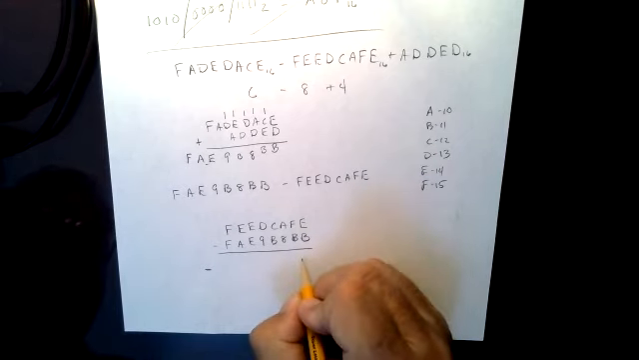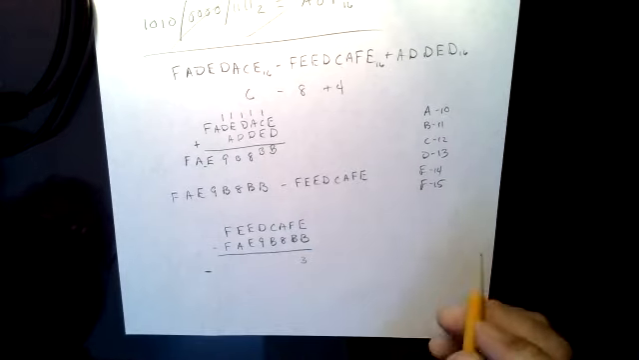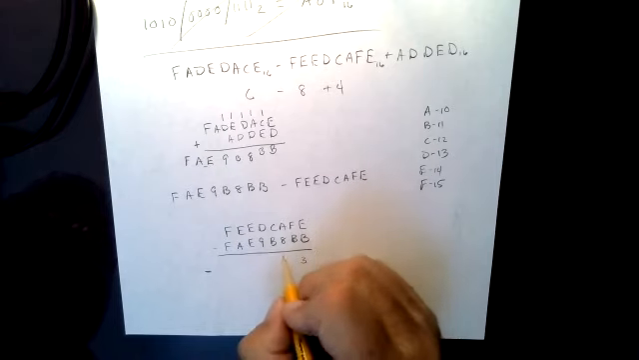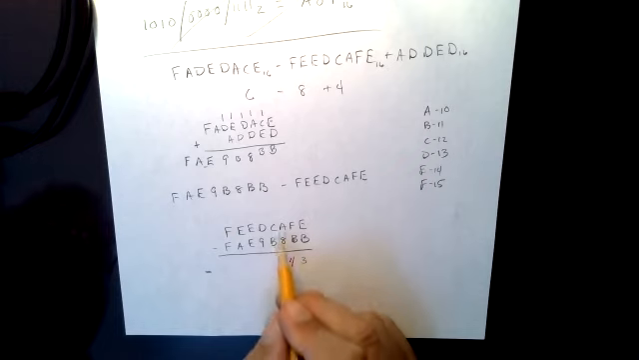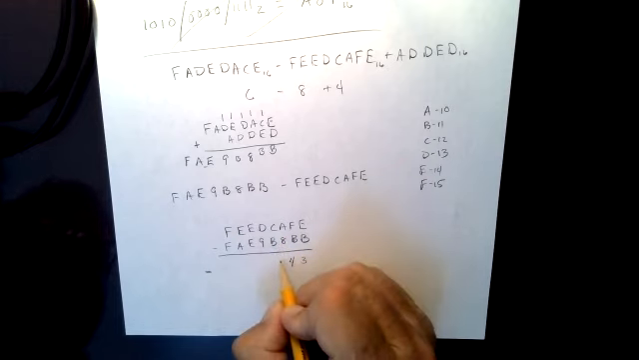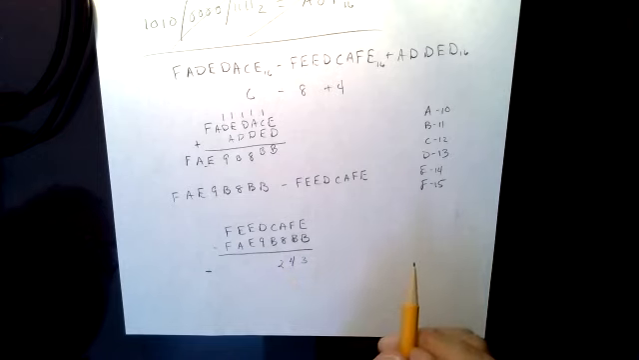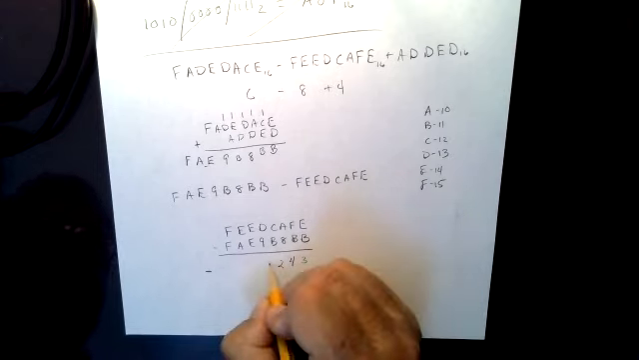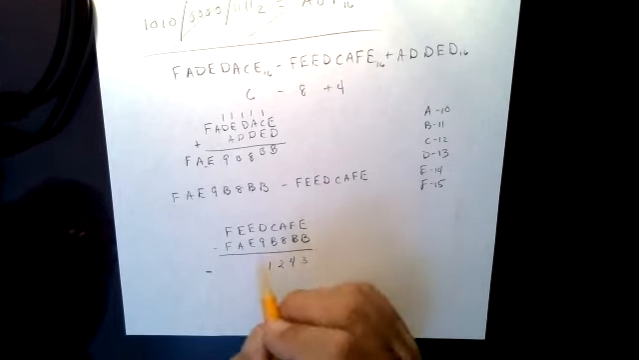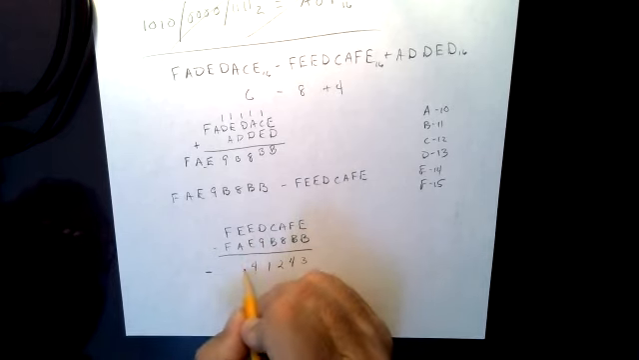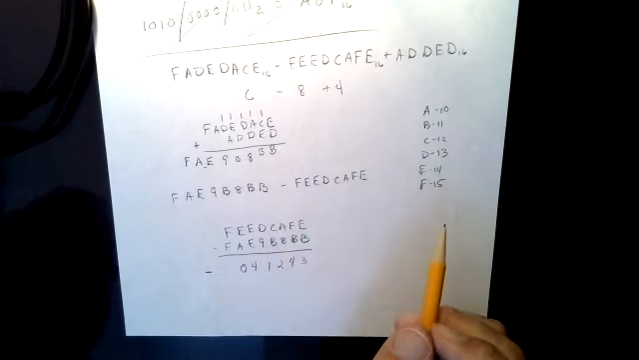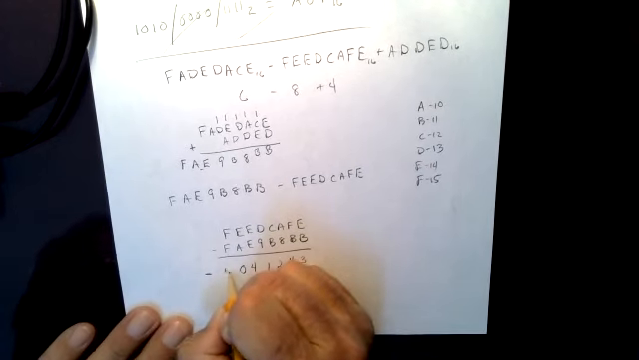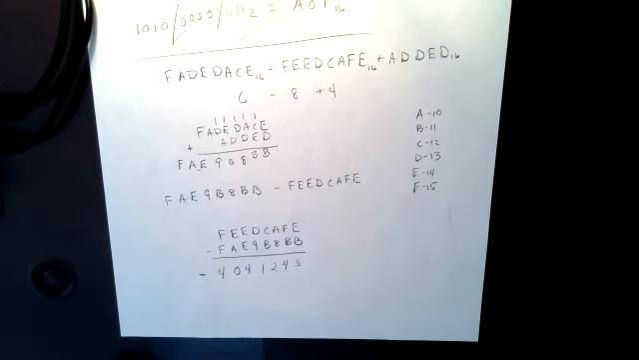E minus B, 3. F minus B, 4. A minus 8, 2. C minus B, 1. D minus 9, 4. E minus E, 0. E minus A, how about that? 4. Didn't have to do any borrowing. So my answer should be -4041243. And when I look at the answer sheet, whoop, whoop, I see it's the right answer.